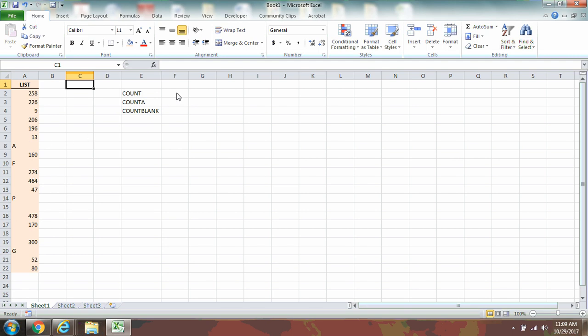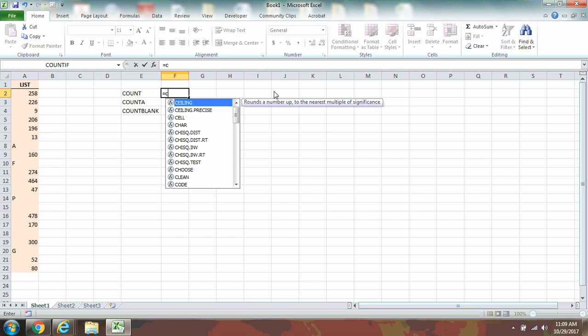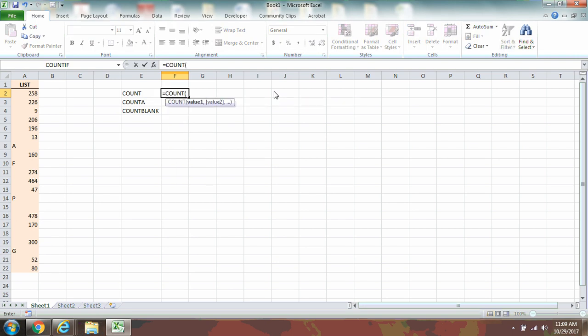So let's start with the COUNT function. The COUNT function is really important, especially when you're trying to understand what kind of information you're working with. So here we've got our list, and let's look at the definition for the COUNT function. The COUNT function counts the number of cells in a range that contains numbers. So this is our range.